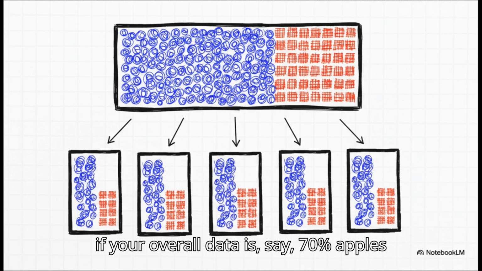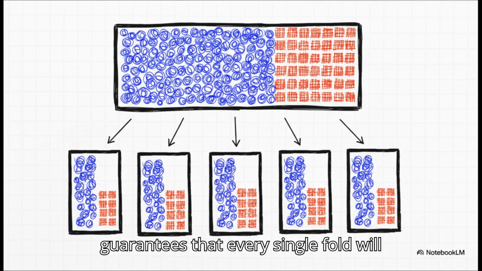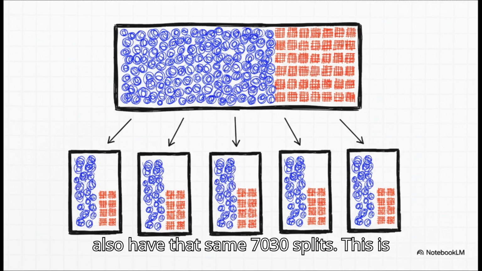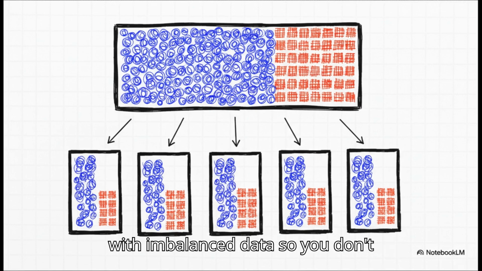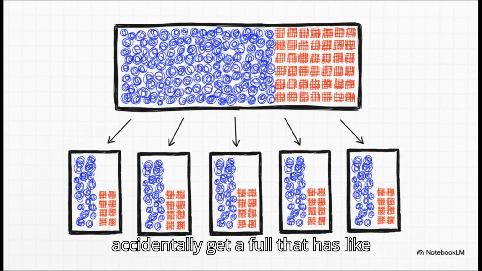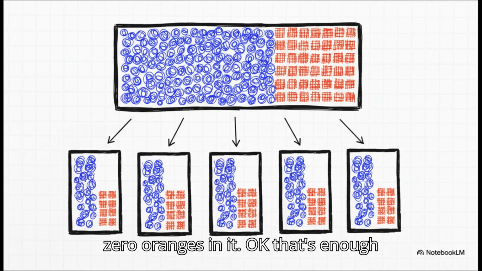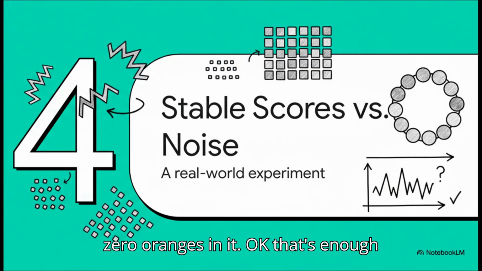So if your overall data is, say, 70% apples and 30% oranges, stratification guarantees that every single fold will also have that same 70-30 split. This is absolutely essential when you're working with imbalanced data, so you don't accidentally get a fold that has like 0 oranges in it. Okay, that's enough theory.